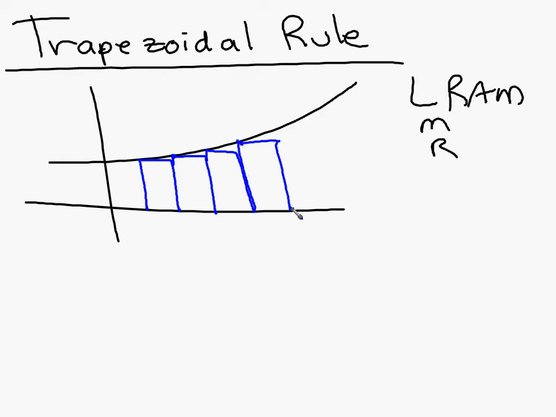That would be LRAM. And all of these widths were the same. You know, the width of this rectangle was the same as the width of this rectangle, right? And then we added all of these areas together. We added area 1 plus area 2 plus area 3 plus area 4. That was what we did with LRAM, MRAM, and RRAM. Well, the trapezoidal rule works exactly the same way. Only what do you think is the difference?